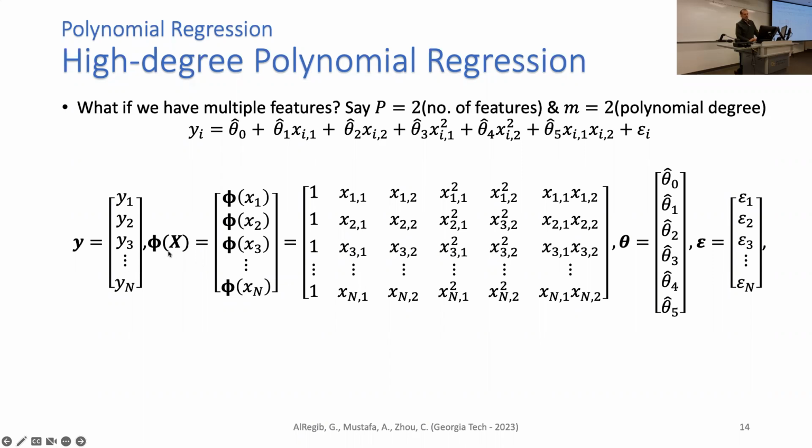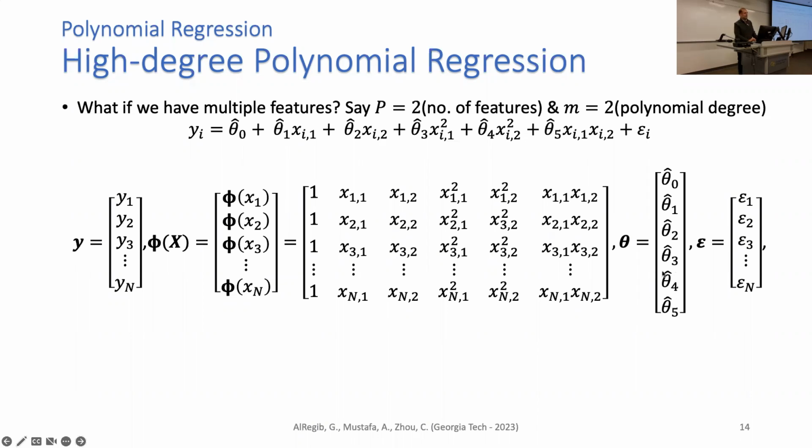And then now we look at our phi functions, right? So the phi function is the same for each one of the input samples. I have capital N of these samples. I start with a 1, right? Because that's 1 times theta 0, plus theta 1 times x11, plus theta 2 times x12, plus theta 3 times x1 square, plus theta 4 times x2 square, plus theta 5 times x1 times x2. And then you repeat the same thing for every single sample, right? So the first row for the first sample, the second row for the second sample, the last row for the nth sample.